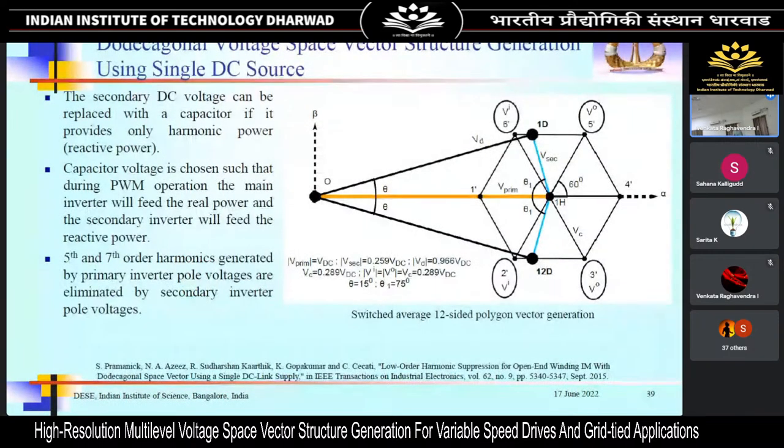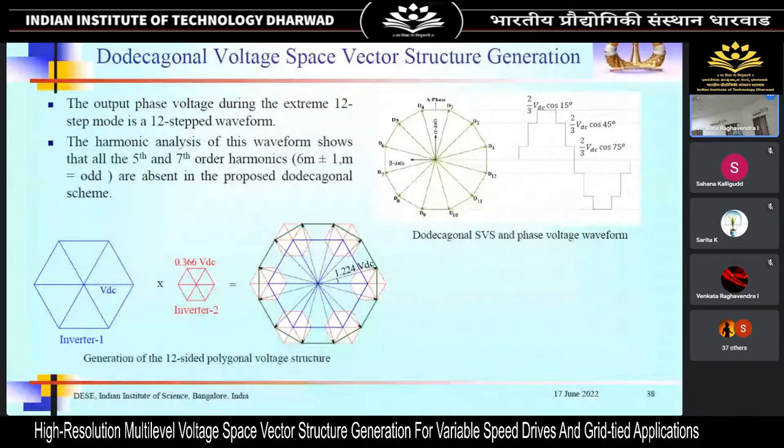So the external periphery is a dodecagon. Instead of a hexagon, it's a dodecagon. This is how you receive it. This left side is the hexagon. This one is the small hexagon. A combination from these two. So you get all this dodecagon thing.